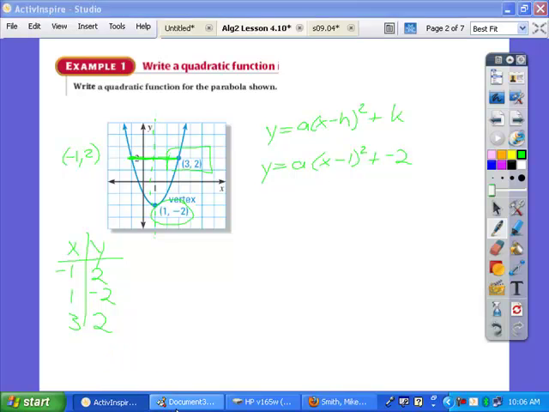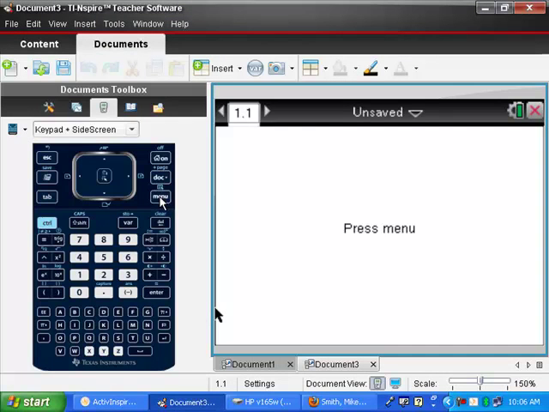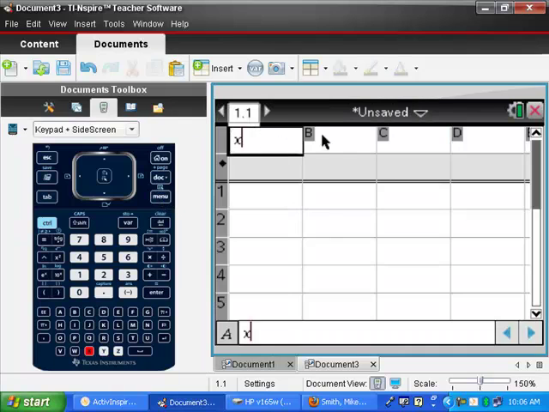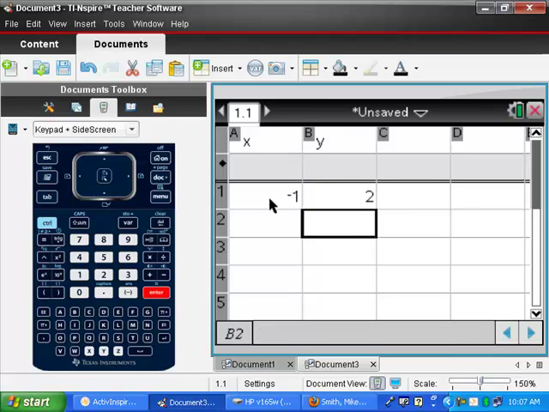I'm going to create a spreadsheet on the TI-Nspire, so I'll go menu, and we'll go list and spreadsheets. We'll call this x, we'll call this y. And now we just need our values, negative 1, 2, 1, negative 2.